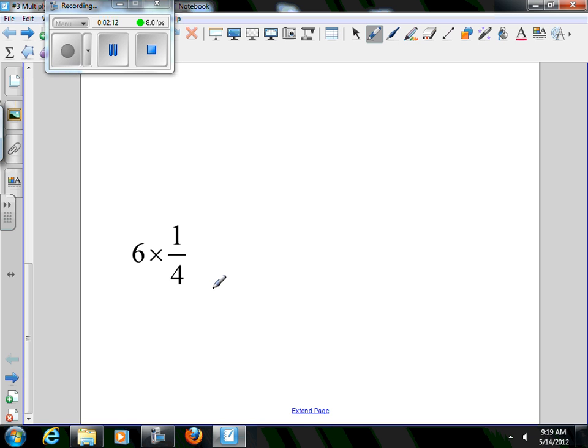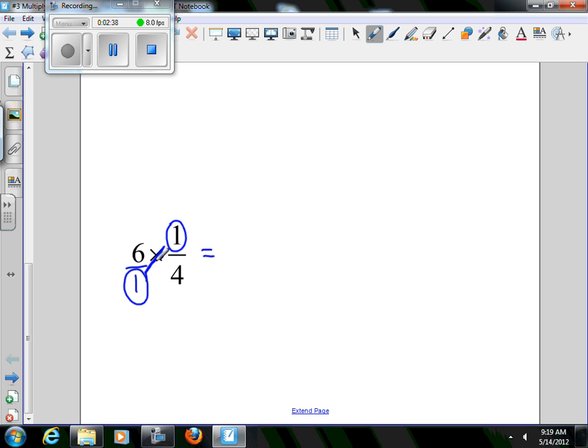We have 6 times 1/4. Now, since we've got a whole number multiplied by a fraction, we want to change the whole number to a fraction by putting a 1 underneath 6. So now, let's see what happens. Now, really, it doesn't make any sense to cancel the 1s because the 1 would go into both of those and we would still get 1 back. So we can just circle the 1s.